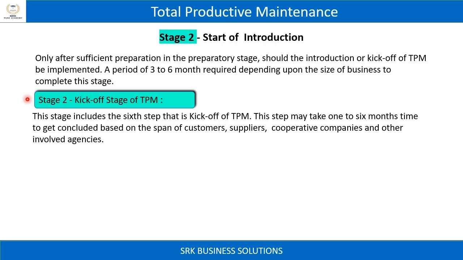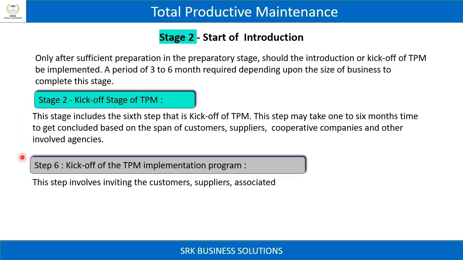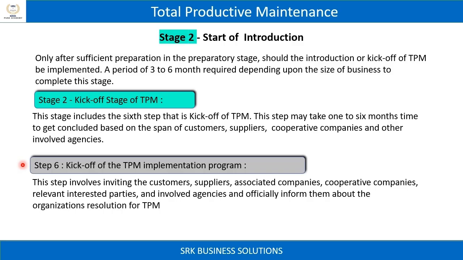This step may take 1 to 6 months' time to get concluded based on the span of customers, suppliers, cooperative companies, and other involved agencies. Step 6. Kickoff of the TPM implementation program. This step involves inviting the customers, suppliers, associated companies, cooperative companies, relevant interested parties, and involved agencies and officially informing them about the organization's resolution for TPM implementation program.